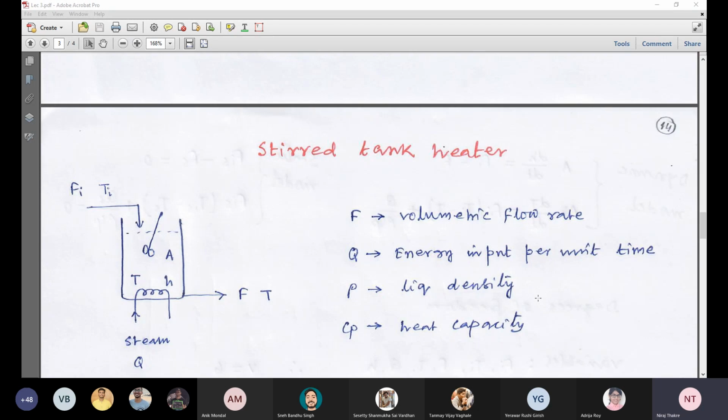Now, in this case, we need to apply two conservation principles. One is conservation of mass and the second is conservation of energy. Can you develop the model now? Carry on. Let me know the two model equations, one based on conservation of mass, another based on conservation of energy. Develop the model and let me know the equations.